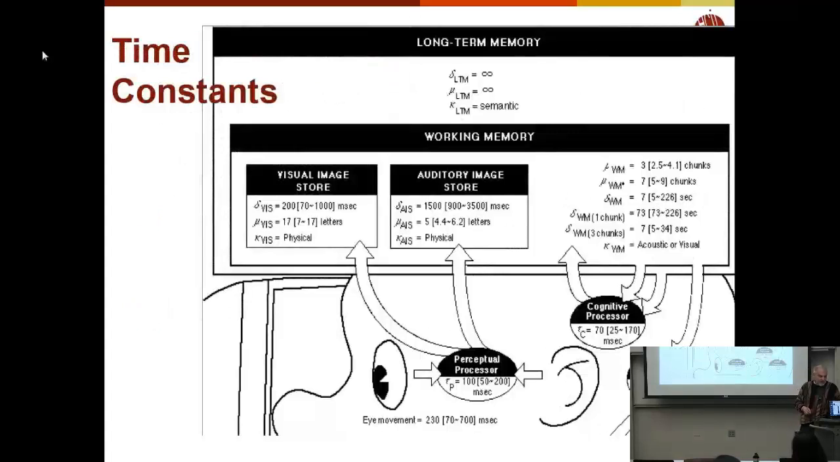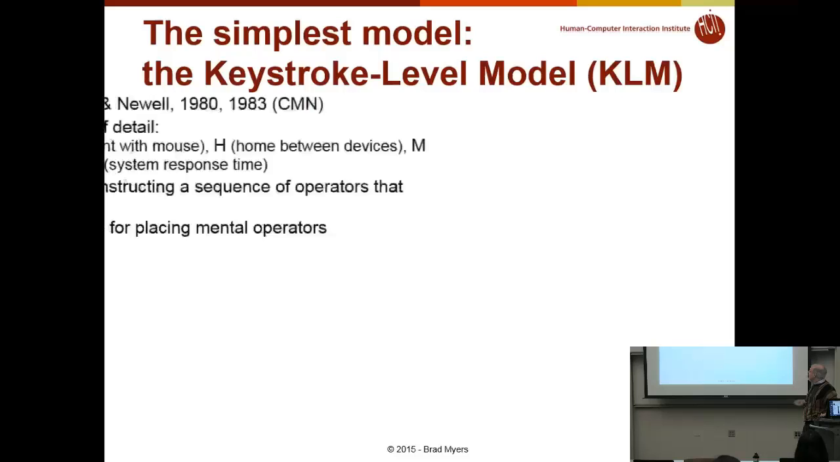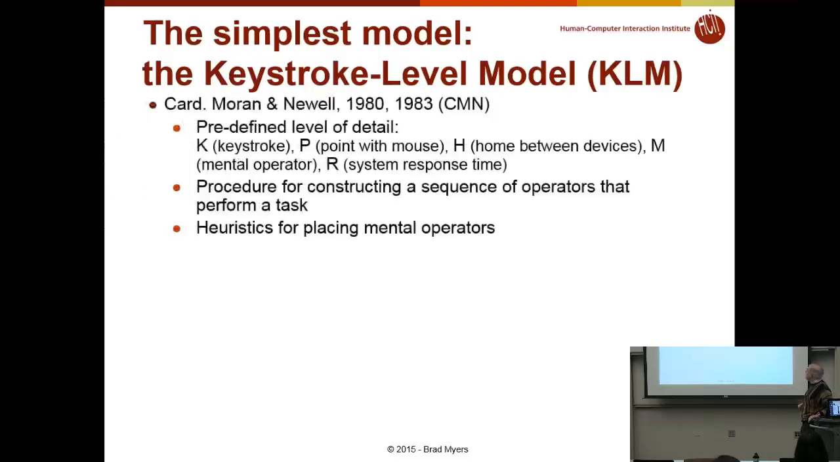So what were those constants? So this is how much you can remember and how long it takes to retrieve them. The simplest version of this is just keystroke level. This is called the keystroke level model, KLM. It dates back to 1980.